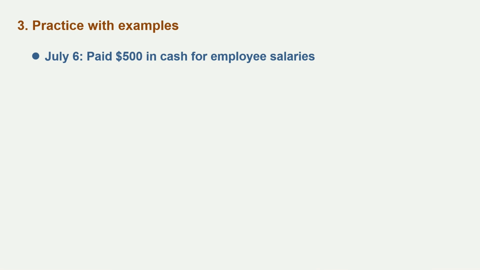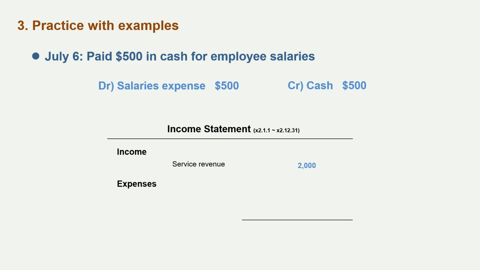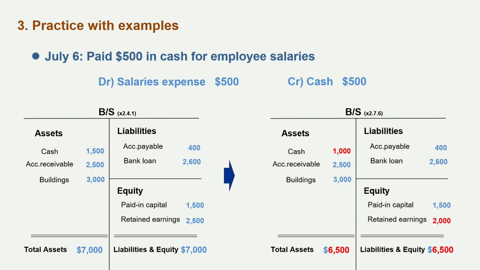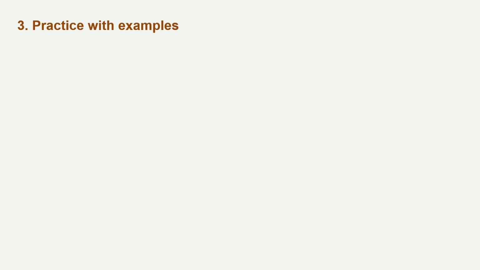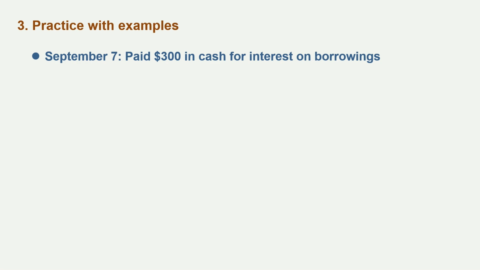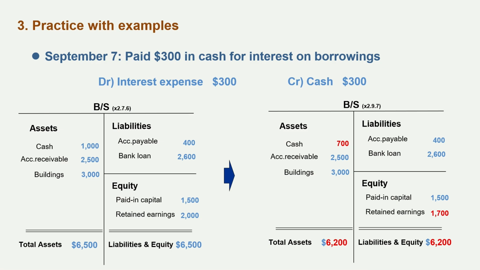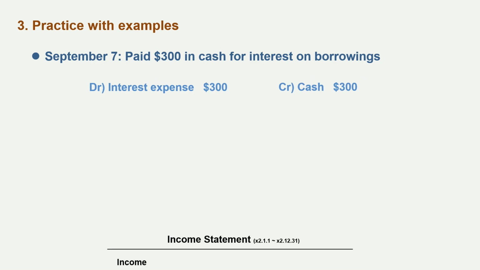The next transaction on July 6th is about an expense that decreases net assets. In this case, we record the payment of cash on the credit and use salaries expense as a profit and loss account on the debit. As a result, the income statement shows the salaries expense and the retained earnings go down on the balance sheet. The transaction on September 7th is also related to an expense. In this case, you would make a journal entry like this. This journal entry reduces cash assets and retained earnings on the balance sheet, respectively, and the interest expense is shown on the income statement.